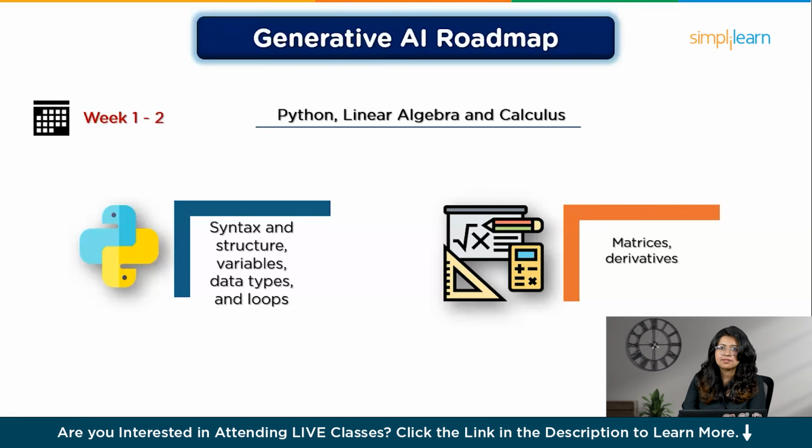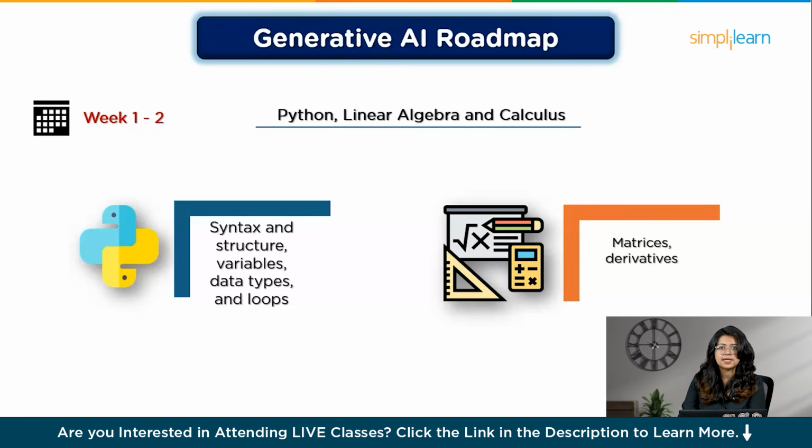Then there's calculus, particularly derivatives. In machine learning, derivatives help us optimize models. When training an AI, we want to minimize errors, and derivatives are what guide the model in the right direction, making it better at predictions or generating content over time. Think of derivatives as the compass that points towards the best possible solution.